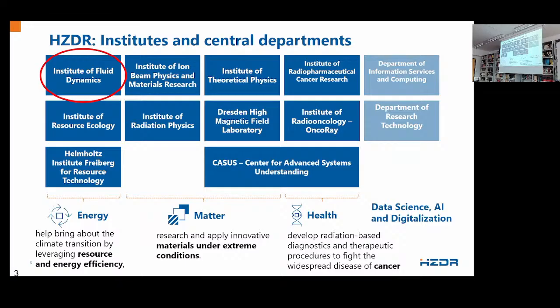Our research center is structured into different institutes that work in different fields of science. The first field of science is the energy research, and we are especially concerned with the resource and energy efficiency of processes there. There are a large number of institutes that deal with research of materials under extreme conditions, for example, extremely high magnetic fields. And there are also 2 institutes which are dedicated to improving radiation therapy for cancer diseases.